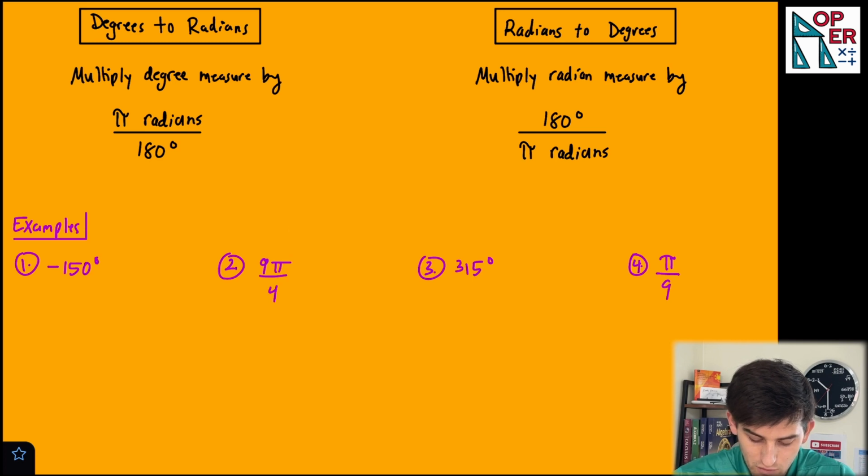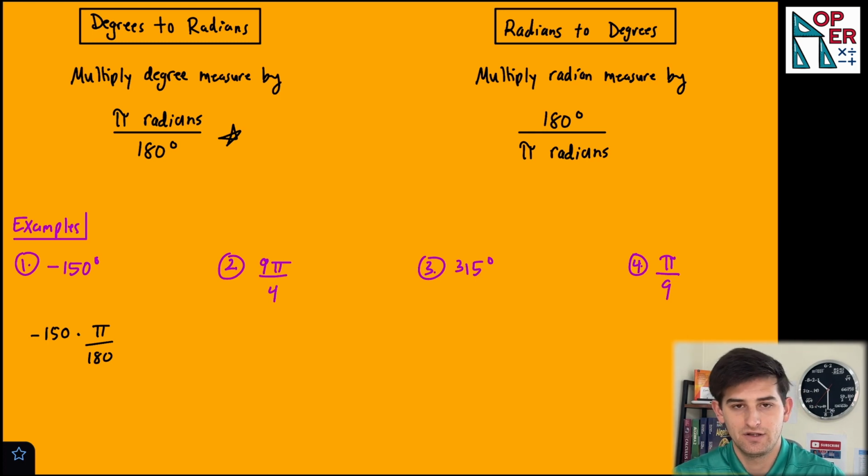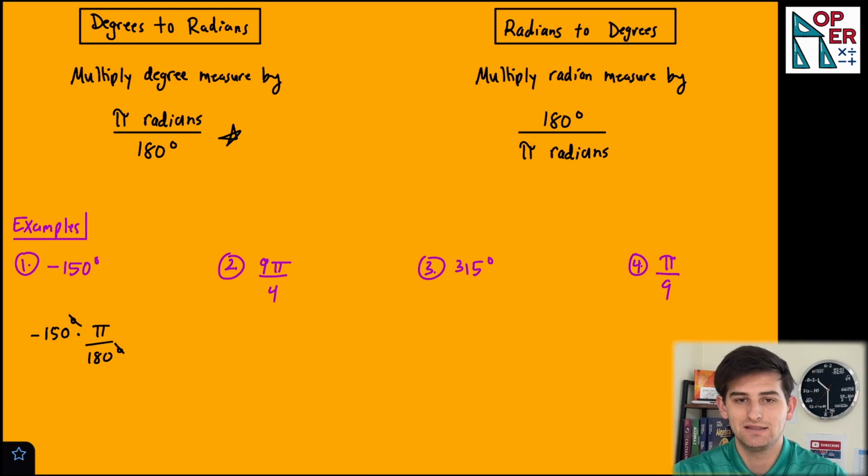All right, so for number 1, we're going from negative 150 degrees, and we want to translate that into radians. So we're going to use our formula up here, pi radians over 180. So we're going to do negative 150 times pi over 180. Now we want our angle measure to be in radians, which means we should have pi in our answer, which is nice here because we're not going to lose pi. Technically we do have degrees here, and the degree measures are going to cancel each other out, so we lose the label of degrees, and now it becomes radians.